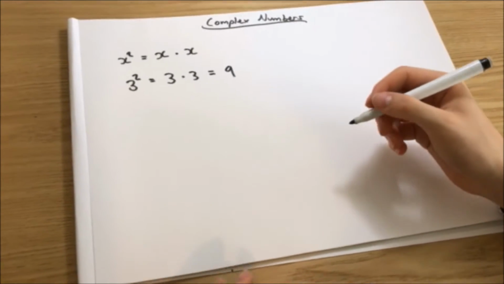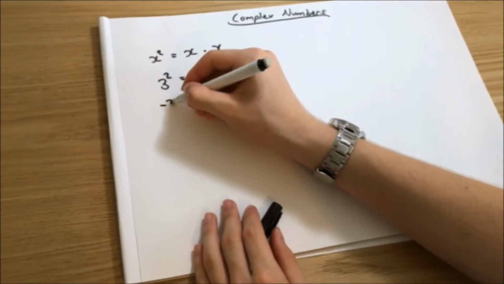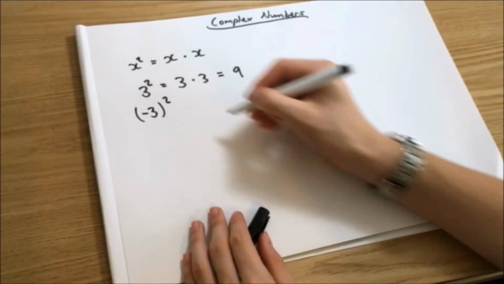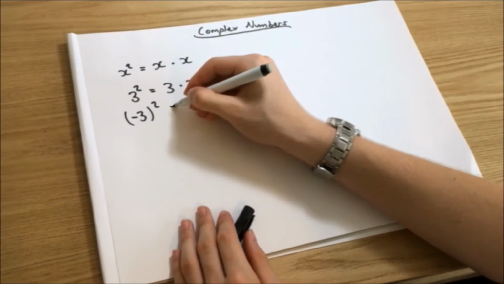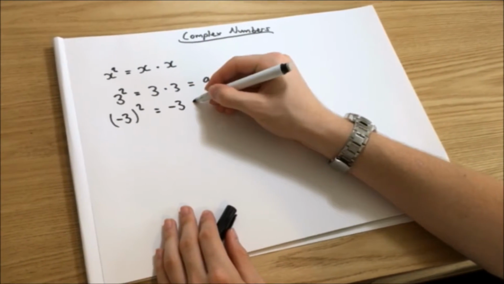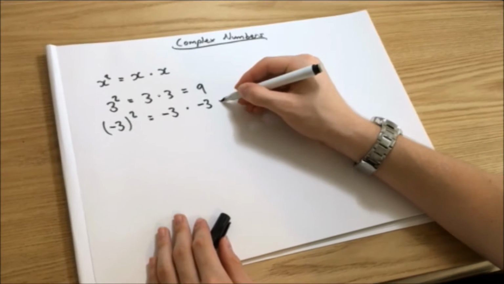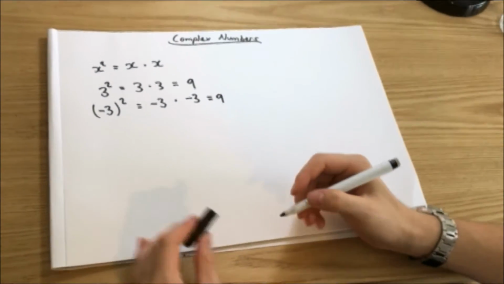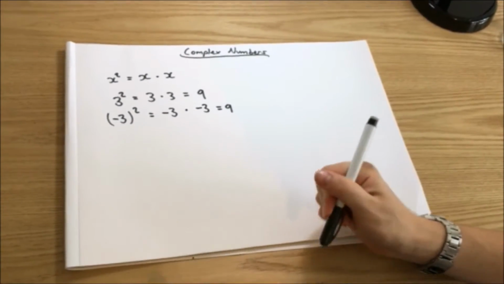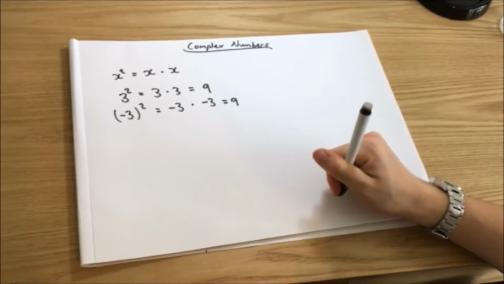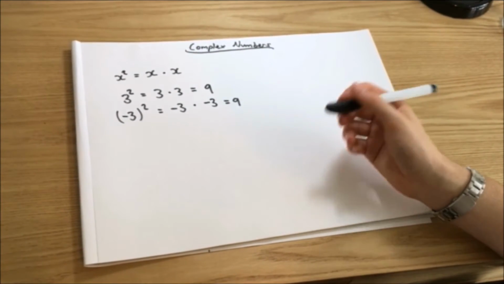But what happens if we have negative 3 and we square that? Well, that's negative 3 times negative 3, which is also 9. It's not negative 9. If you square a negative, you get a positive. And if you square a positive, you also get a positive.